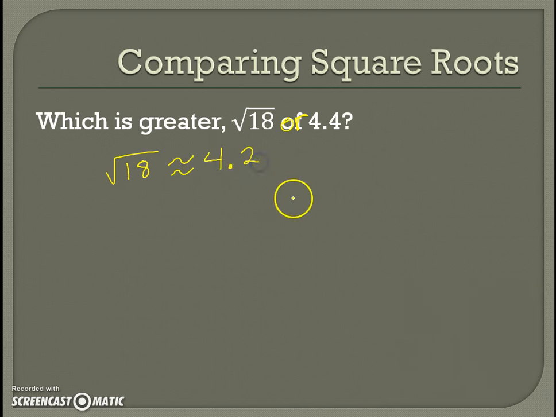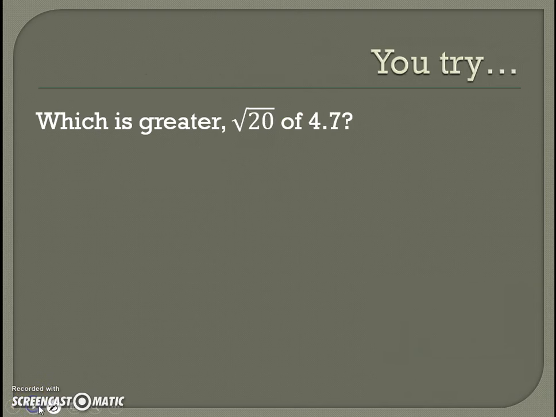Okay, so if radical 18 is 4.2 and I'm comparing it to 4.4, it says which is greater? Well, that would have to be the 4.4. Okay, so again, convert them to decimals. That's going to be your best bet for doing these kind of problems. Here's one for you to try on your own. Give that a shot, pause, and do the problem. And on this one, the larger value is going to be 4.7. And here I have another typo. Got to change that later. So 4.7 is the greater value for this particular problem.